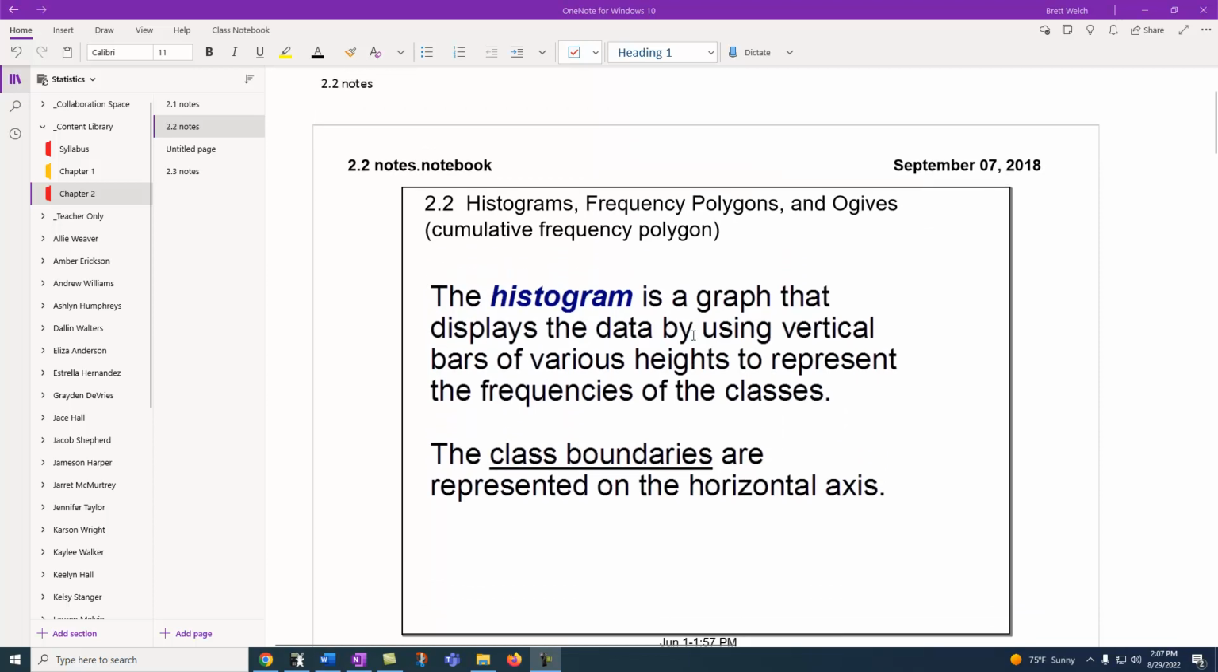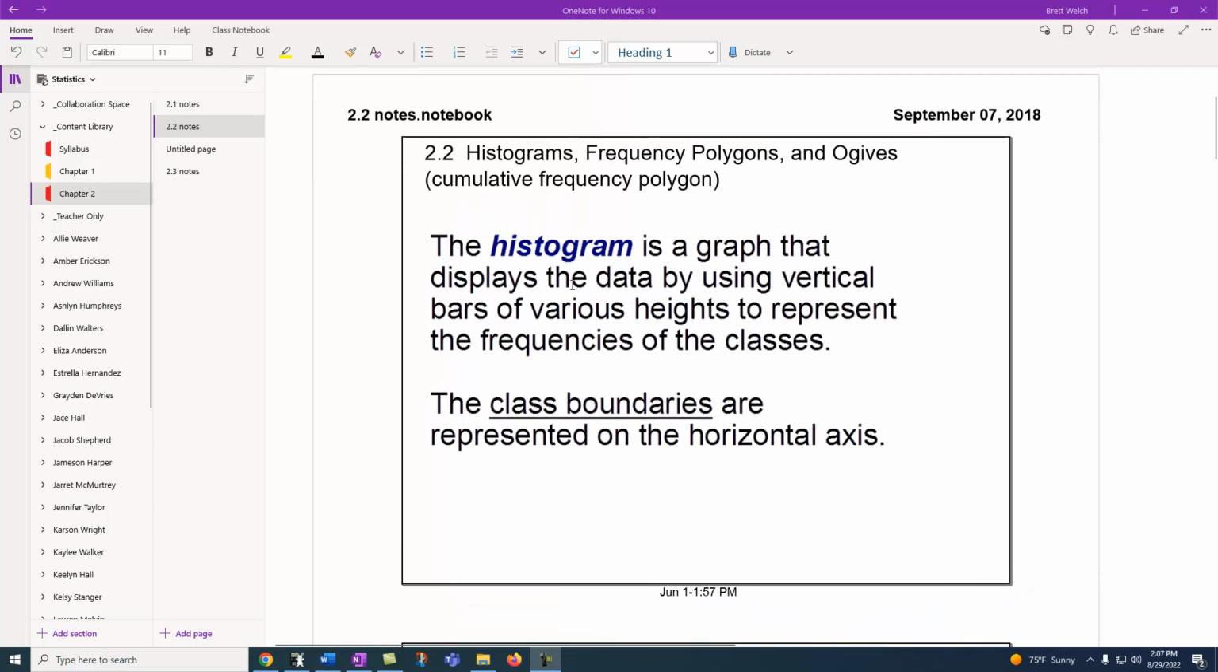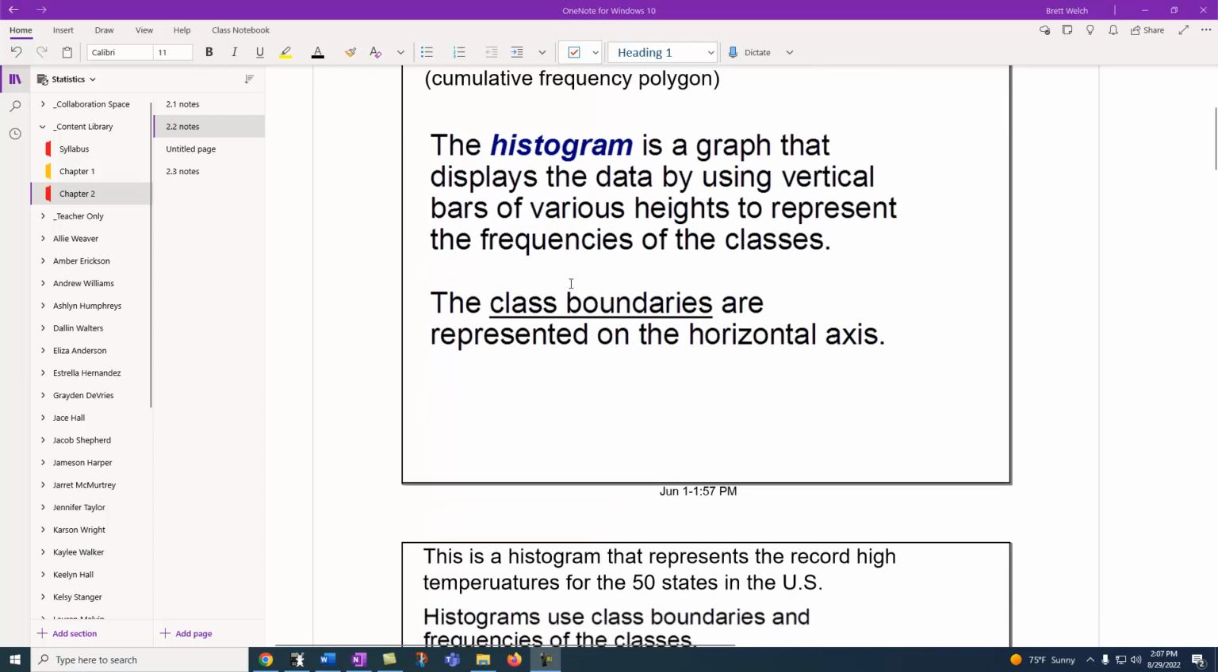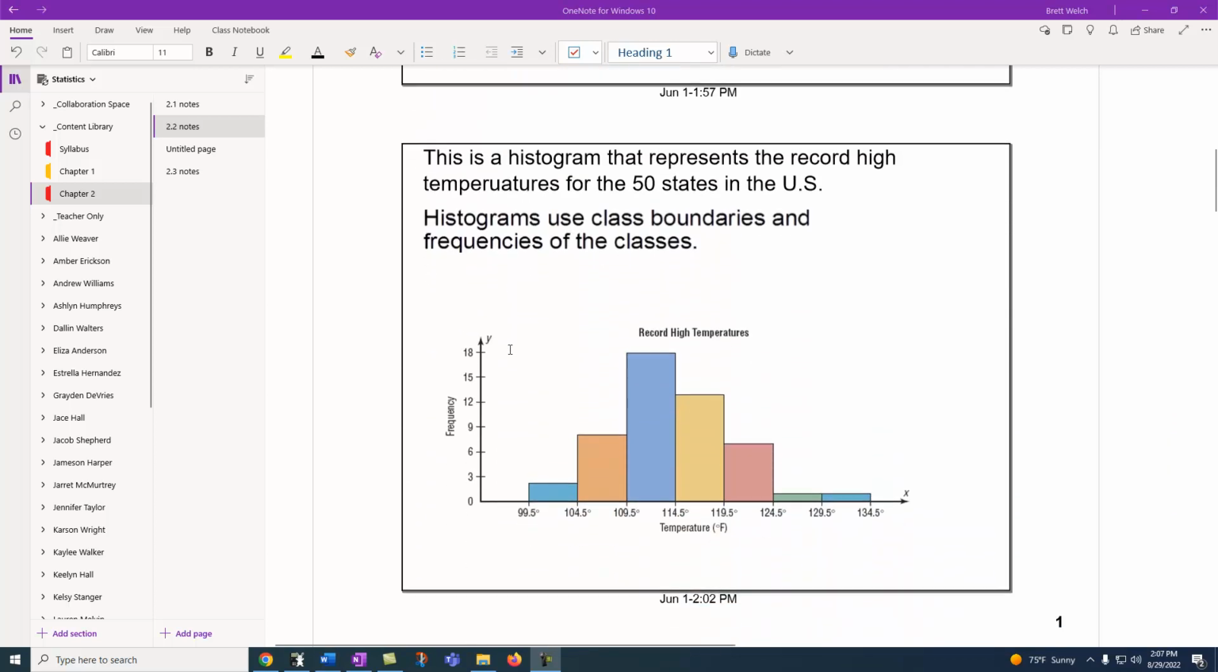The first one, the most common one, is called a histogram. You're going to think of it a lot like a bar graph. It uses vertical bars with different heights to represent the frequency in a class. The class boundaries that we've been using to create our frequency tables are on the horizontal, or x-axis. So here's what a histogram looks like.